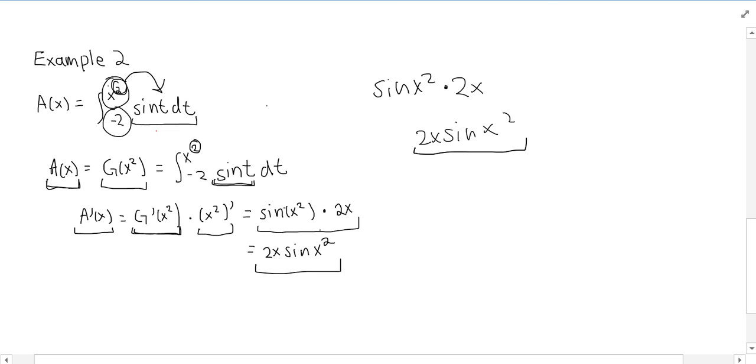So we can't forget about the exponent. When there's an exponent on the upper limit, we always have to use the chain rule. That is something that a lot of people might forget, so it's very important that we remember that.